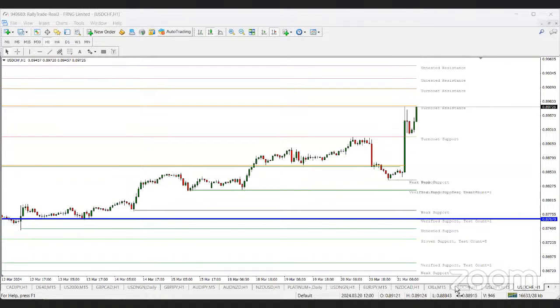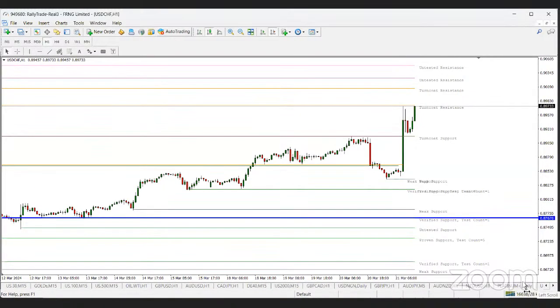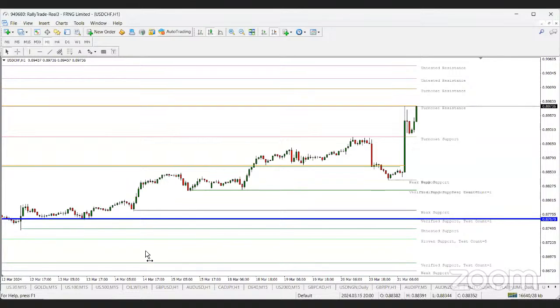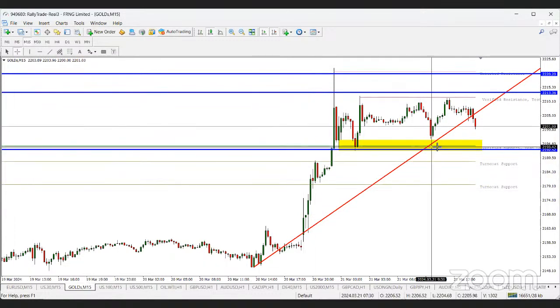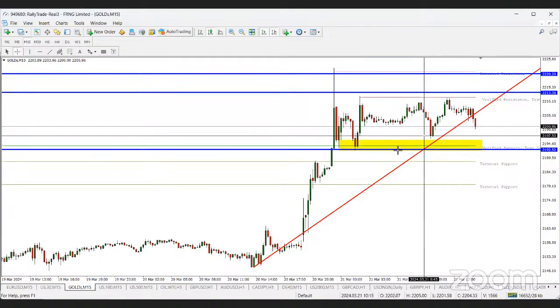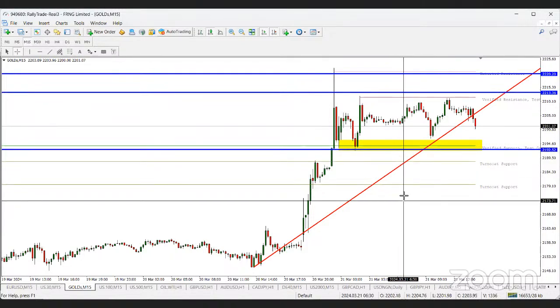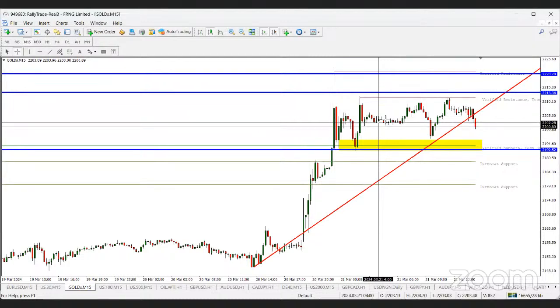Then we looked at gold. We said we would likely buy gold from 2194, and take profit at around 2200. Then we said we can also buy gold from 2213.